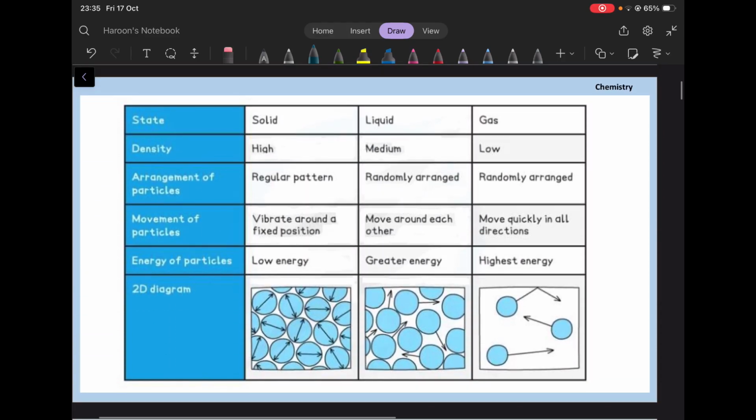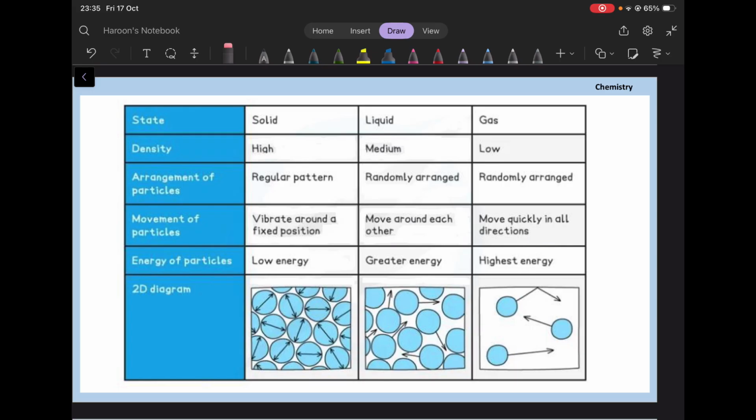Now, everything that we previously discussed. So arrangement of particles, as I told you guys, for solids you can see regular pattern, liquids random arrangement, and for gases there is random arrangement as well. As far as movement of particles is concerned, you can see vibrate about a fixed position for solids, move around each other or can slide over one another for liquids, and for gases move quickly in all directions. Like whatever space is available, they can move quickly in all directions.